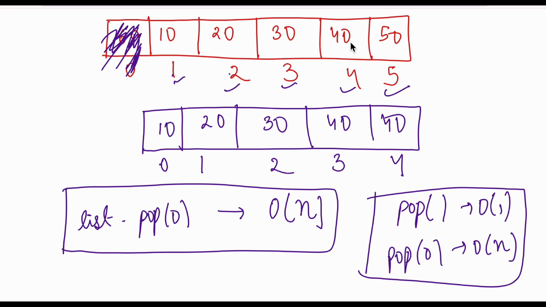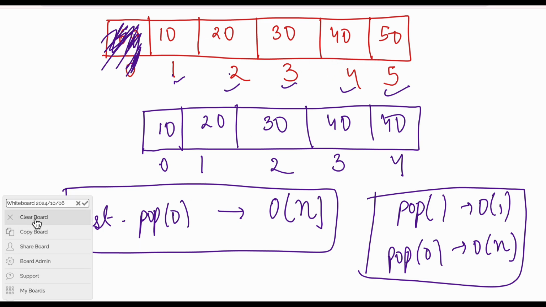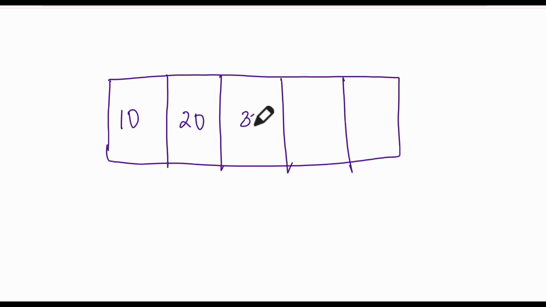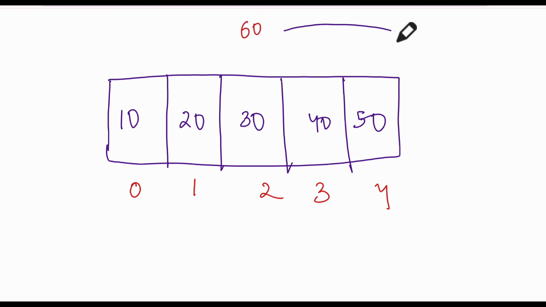I hope this explanation is clear. Let me summarize whatever we discussed in the last couple of minutes. Let's say this is the list: 10, 20, 30, 40 and 50, and the indexes are 0, 1, 2, 3, 4, and let us say I have to add an element 60. If I add this element here, this will be O(1), and if I have to remove an element from here, that will also be O(1).